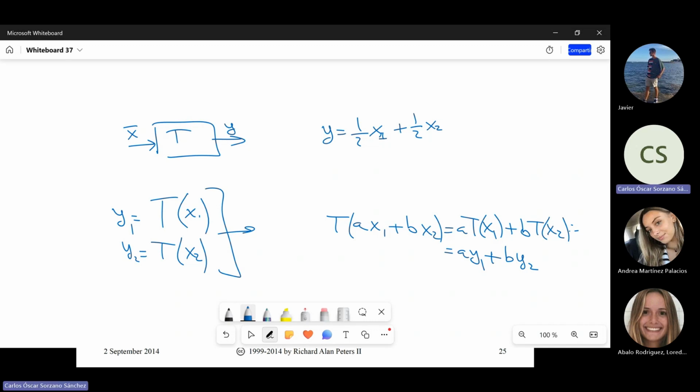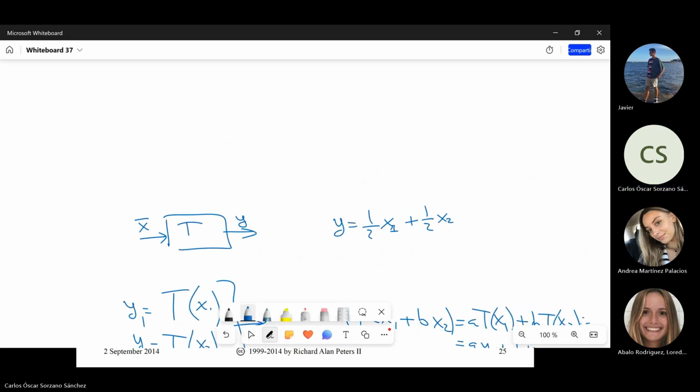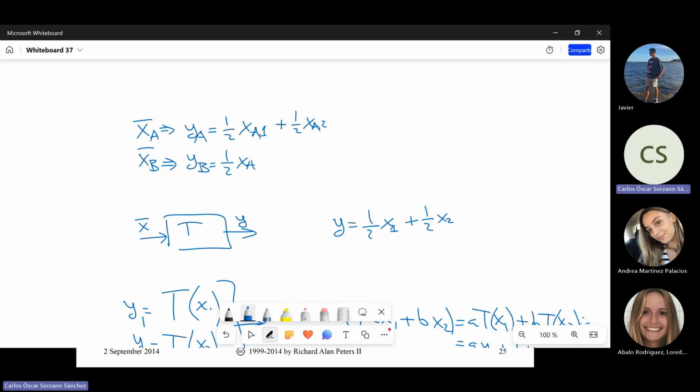Okay, so this is our system. Now we have a couple of entities, entry A and entry B. This is given by A, this is given by B. This is the average of these: the average is A, B. Example 1.